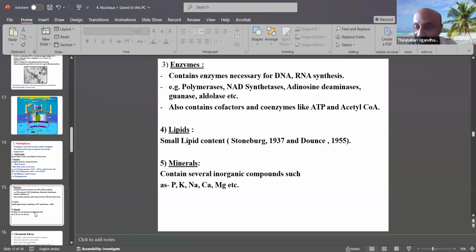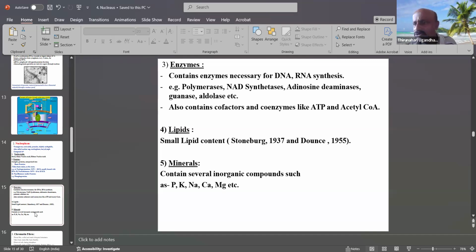Then the fifth one, the last component of the nucleoplasm, is called minerals. These minerals are important. The first unit in the plants: carbon, hydrogen, oxygen, nitrogen, phosphate, calcium, potassium, magnesium. These are all important. It contains several inorganic components such as potassium, phosphate, sodium, calcium, magnesium, which are majorly present in the nucleoplasm.